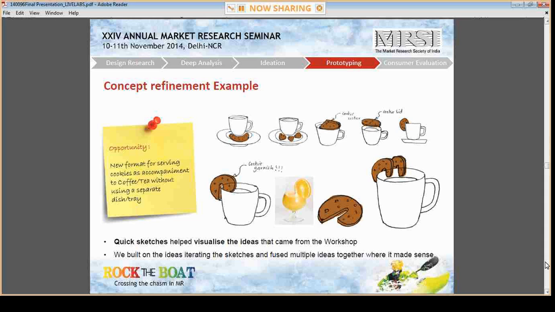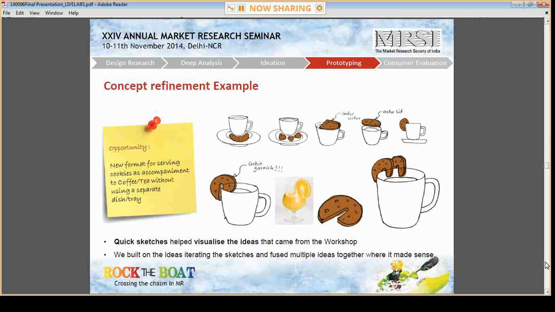One of the opportunities we saw was a new format for serving cookies. So what are the different ways in which this idea could be expressed? It could be a half-moon-shaped cookie which sits alongside a cup, or a lot of small bites, or a cookie that could serve as a coaster as well. It could be mad ideas, crazy ideas, anything really, and we build on them.